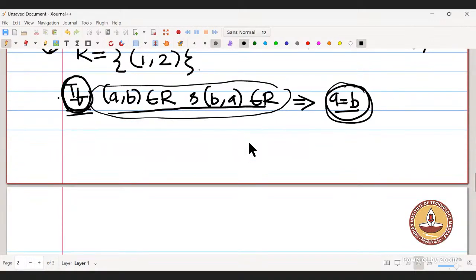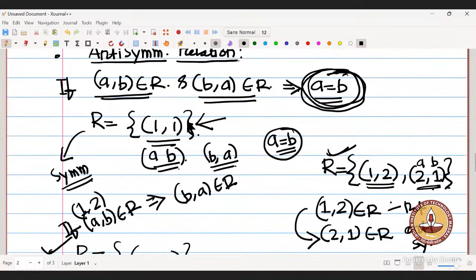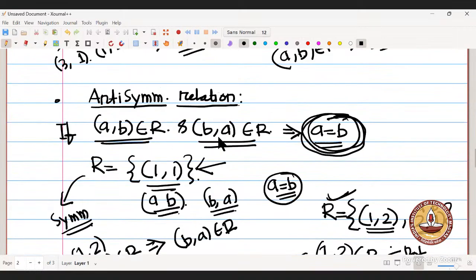Okay, so you should check the definition. I'm not saying anything new. This is the definition of anti-symmetric relation. A symmetric relation basically says that if you flip it, then it should be inside the set. That is the natural definition of symmetry, right? Which is not happening here. If I flip it, I may not get the element in the set, right?